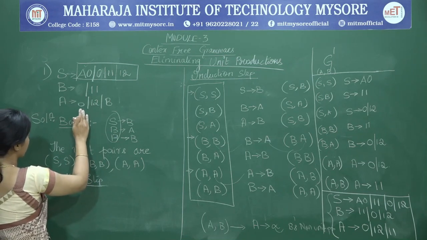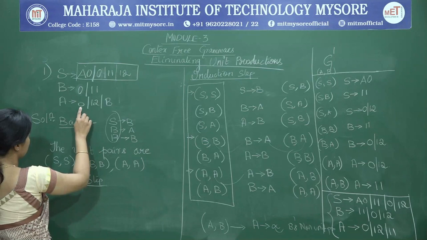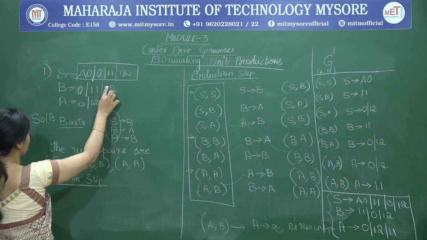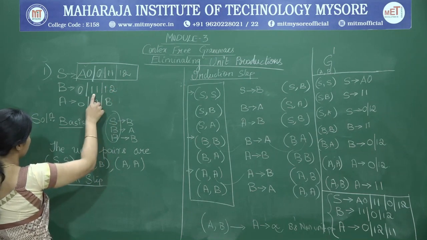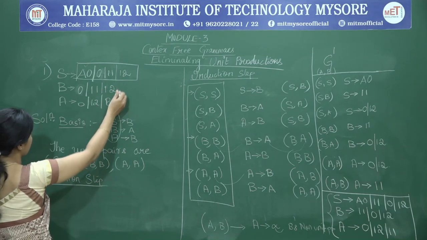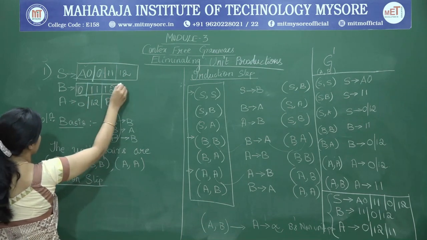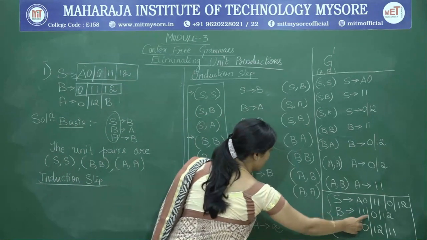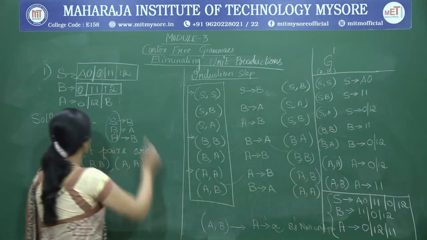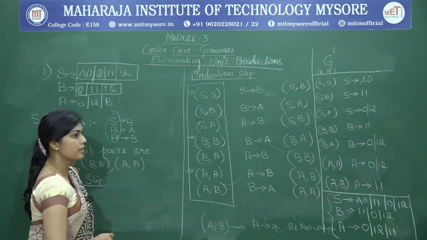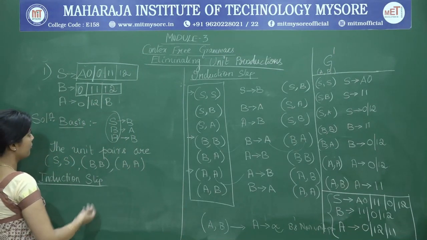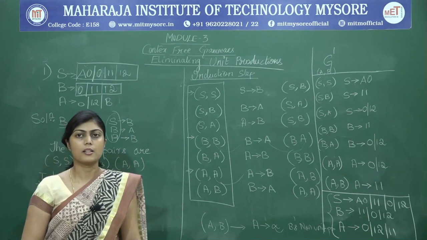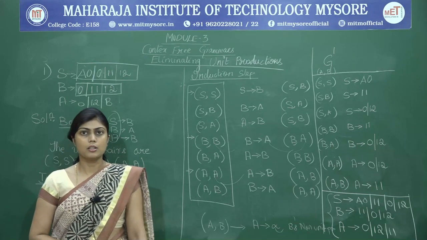So instead of A, what is possible? 0 is possible, right, and in place of A what else was possible? 1 2 is possible, and then B is possible. So B's possibility, which is 1 1, is already present. So this is what we are looking for in the second. Have we got the same thing? So we have 0, 1 1 and 1 2. That is how we have eliminated the single symbols, and in place of them we have substituted all possibilities for that alphabet. So that is how we are going to eliminate the unit productions.